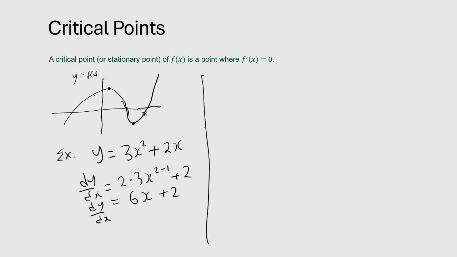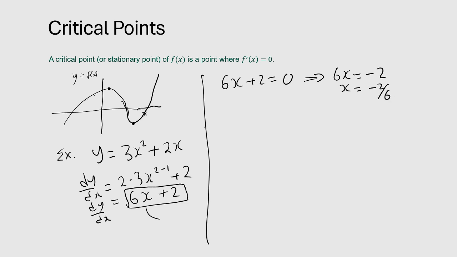To find the critical point, whatever derivative we get here, we let it be 0. So we say 6x plus 2 is equal to 0. Then we find x. This implies that 6x is equal to minus 2 if we add minus 2 to both sides, and x is equal to minus 2 over 6, dividing both sides by 6. This is minus 1 over 3, since 2 goes into 2 once and into 6 three times. So this is our critical point.